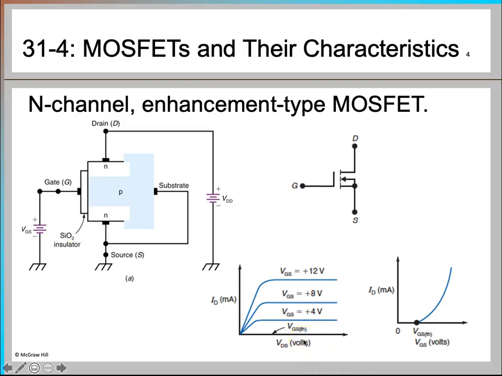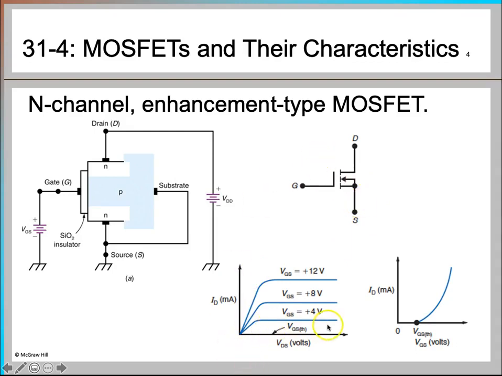And when the gate voltage is less than that threshold voltage, that means the drain current is zero. The value of this threshold voltage VGS(th) varies from one enhancement MOSFET to the next. And that broken line, as I said before, is basically the off condition which exists at zero gate voltage.